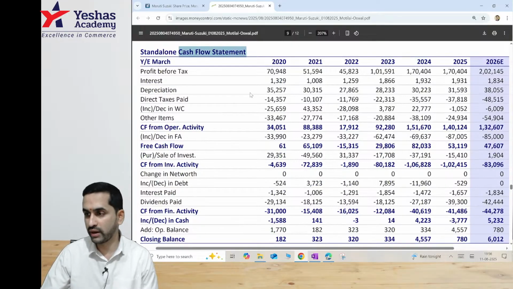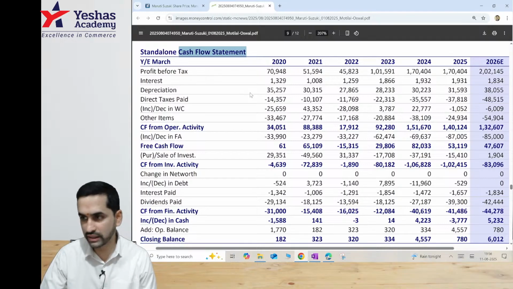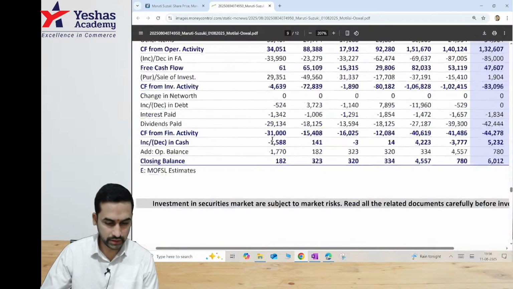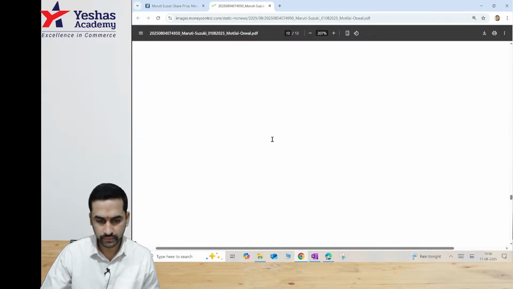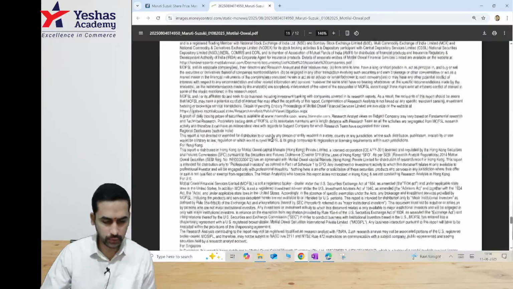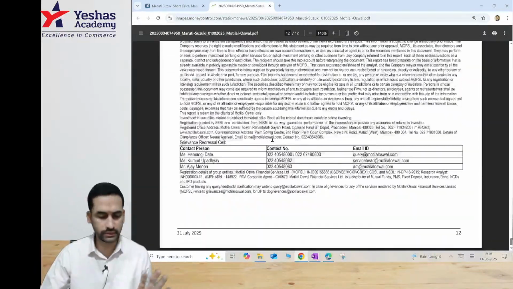I think some of you have studied this, some of you will study this in future. Cash flow statement is part of your accounts syllabus. How to prepare this you will learn. Okay. And then some summary, and this is about Motilal Oswal, and the document is over.